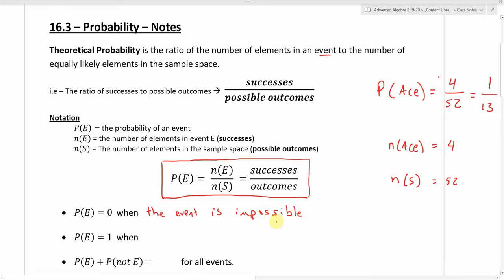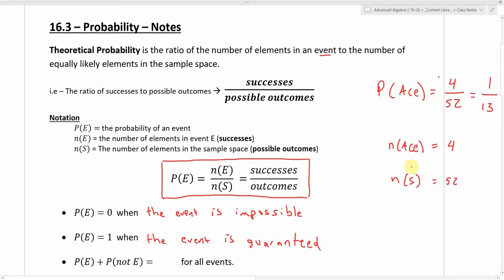Things that can happen never have a probability of 0. If it's at all possible, the probability is not 0. P, the probability of an event, is 1 when the event is guaranteed. Okay, where it absolutely must happen and there's no other possible alternative.